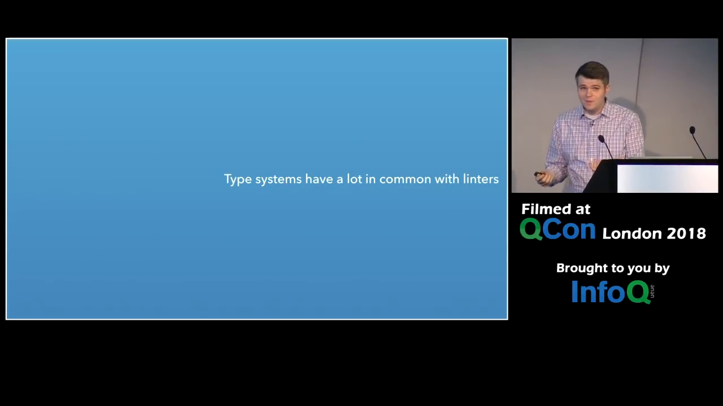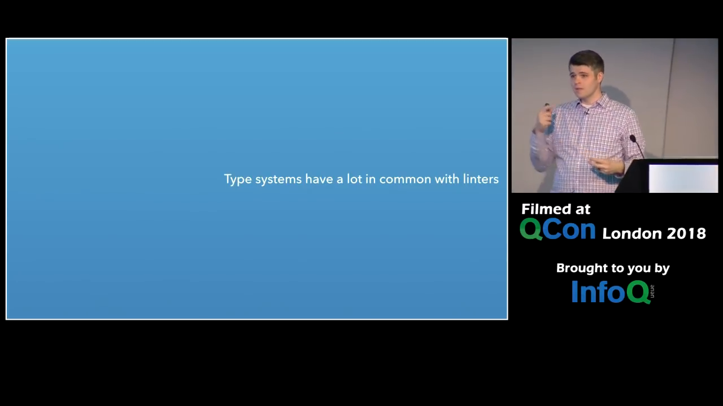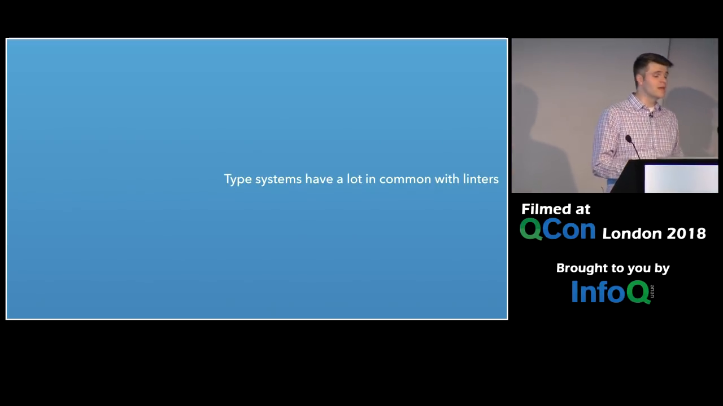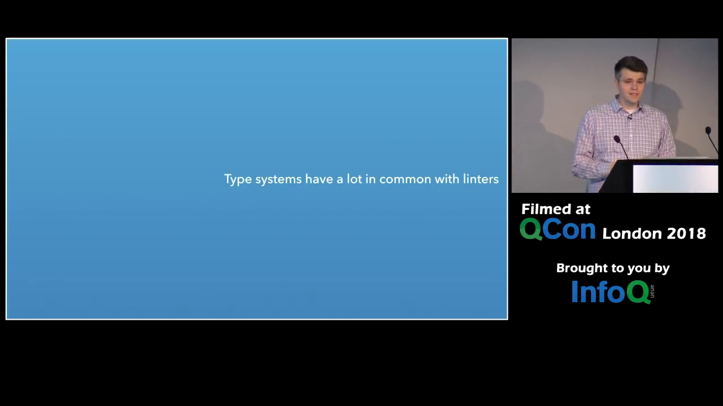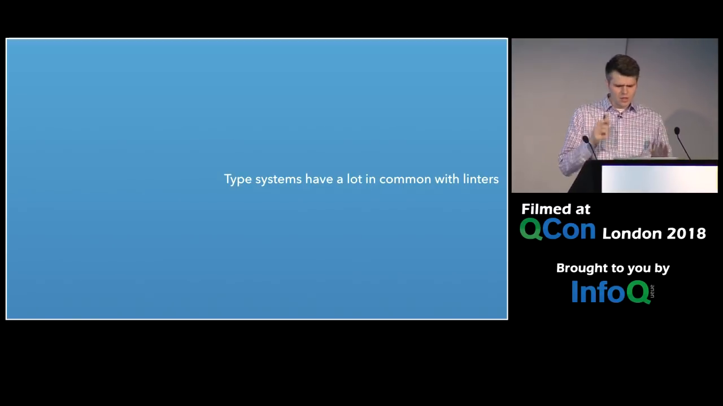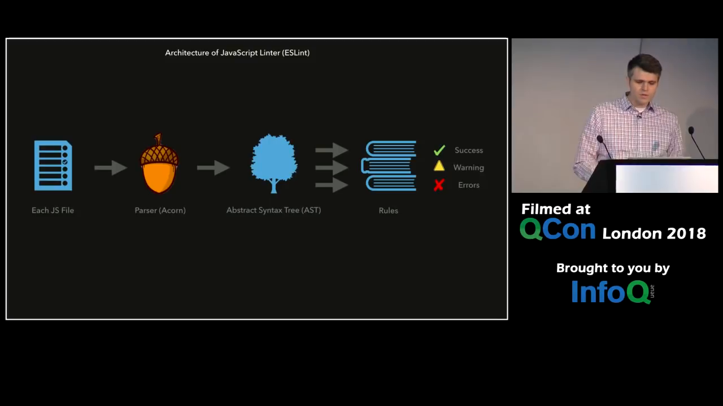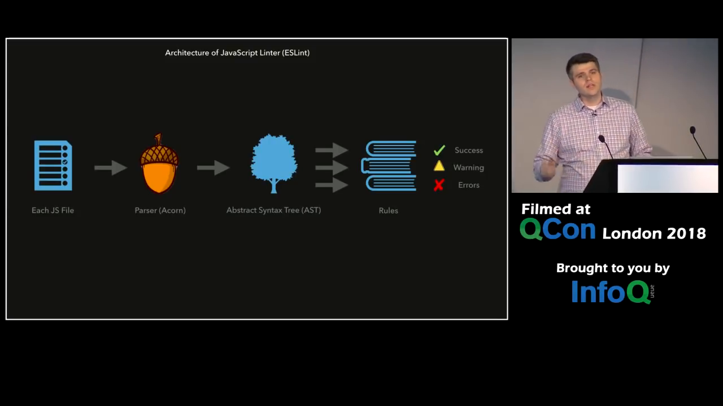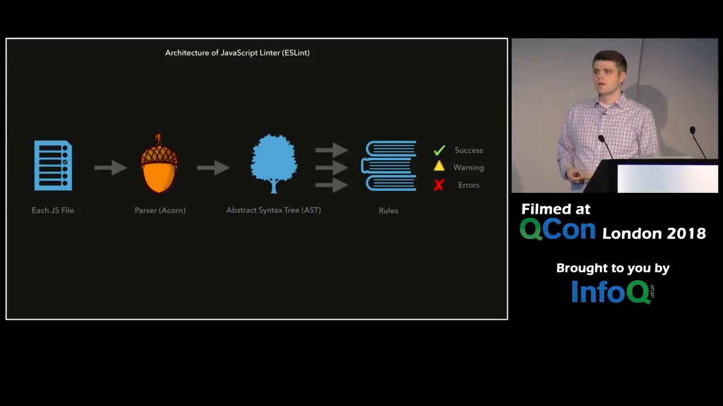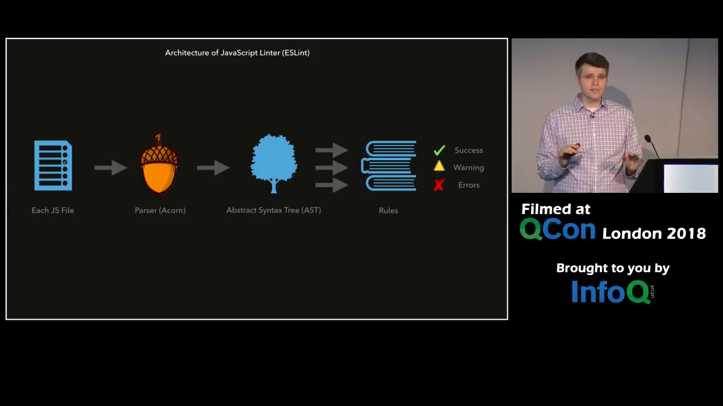So previous to having this whole terrible bug that made me obsessed with types in JavaScript, I was a big fan of ESLint and linting. And I want to show you one of the architecture challenges of linters. So I'm going to give you a super quick overview of how linting works in JavaScript. And how many of you have written a custom ESLint rule before?